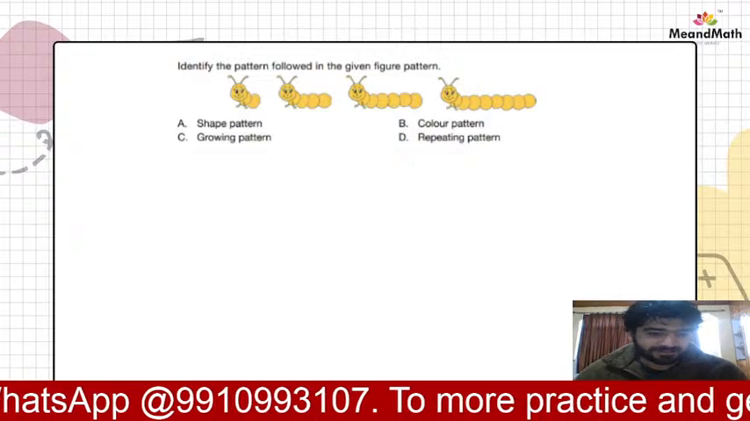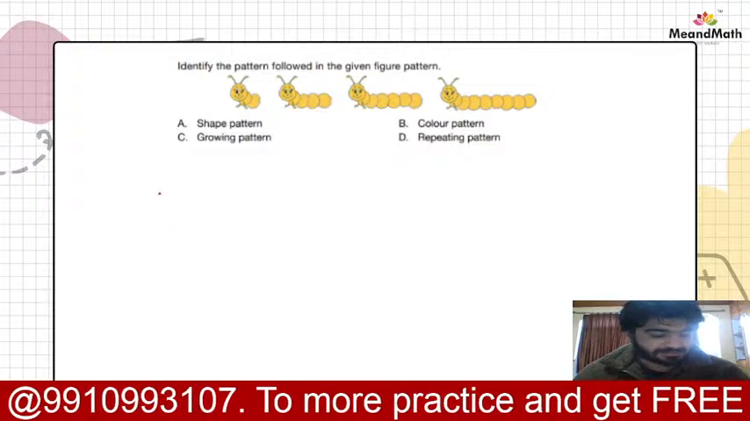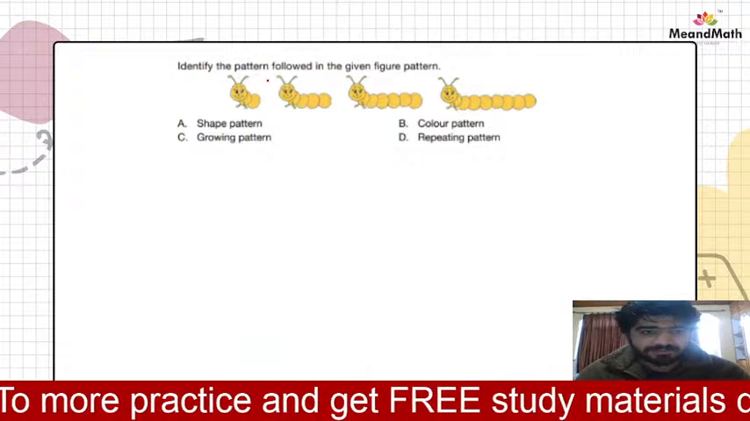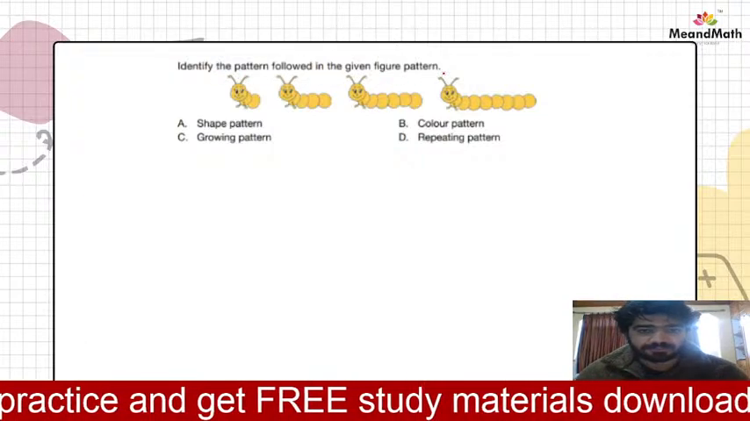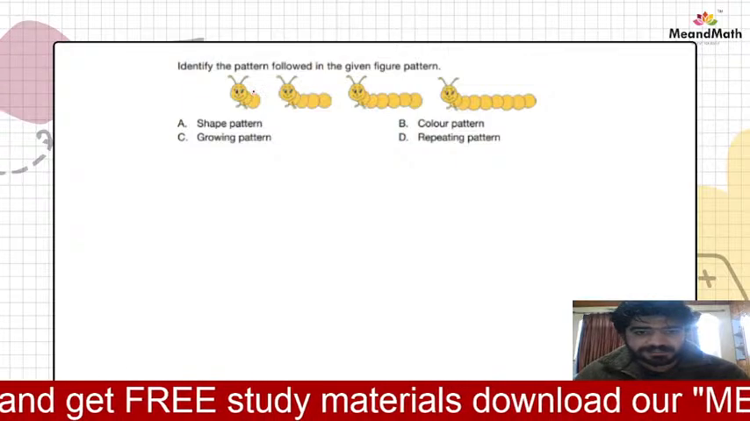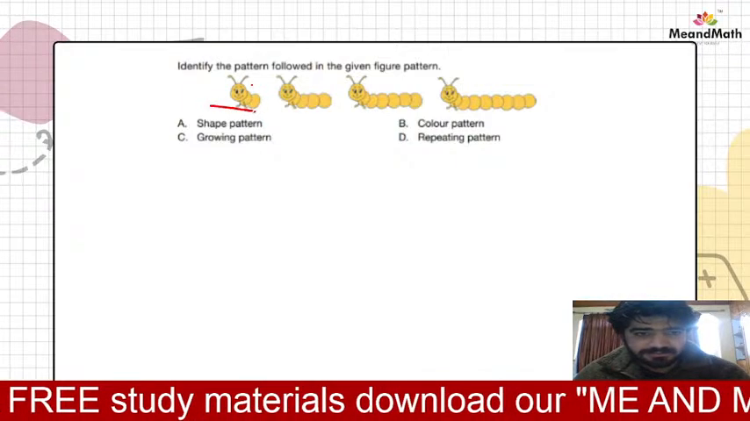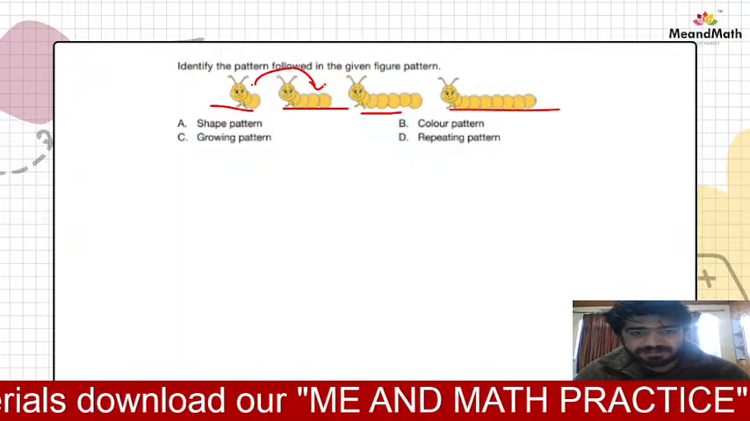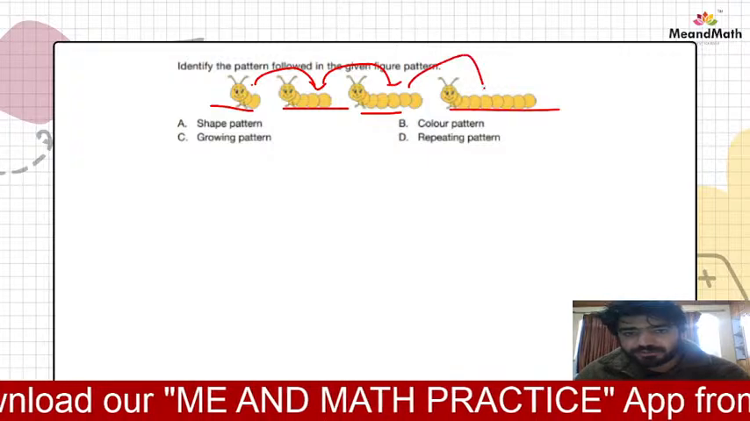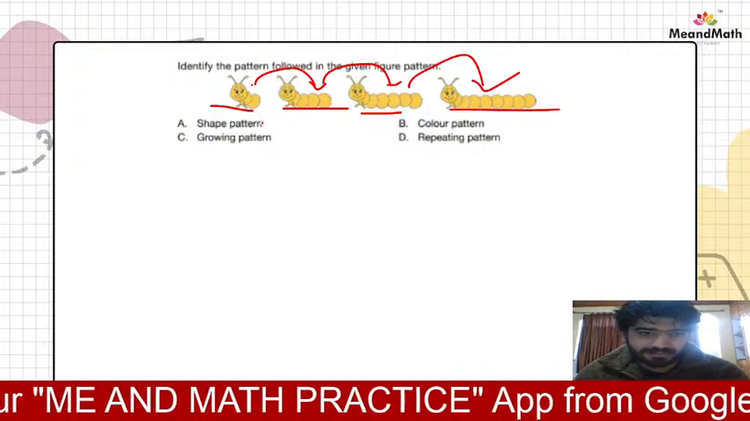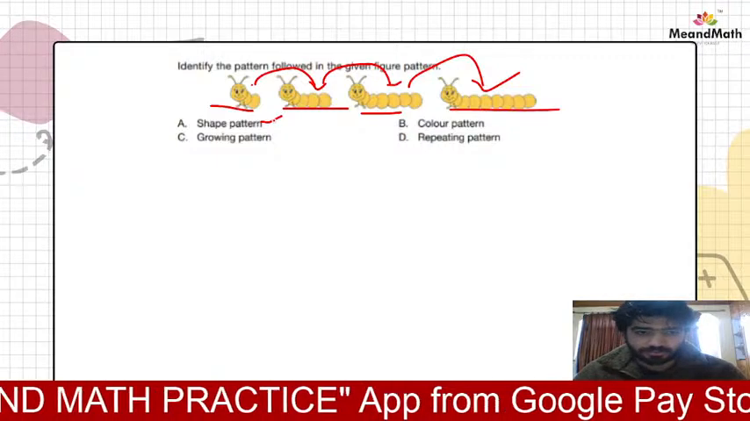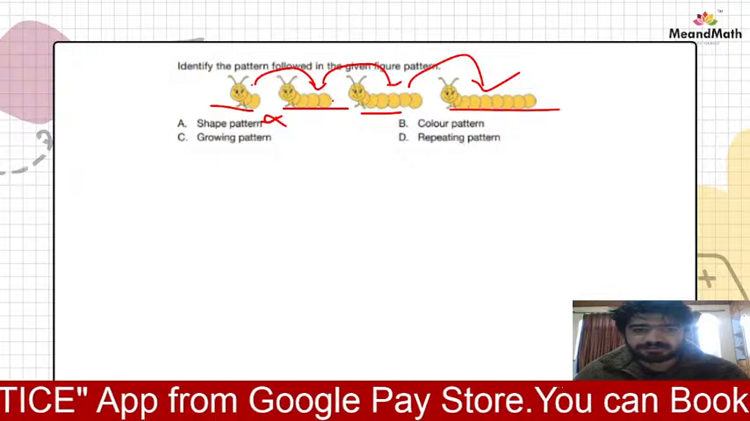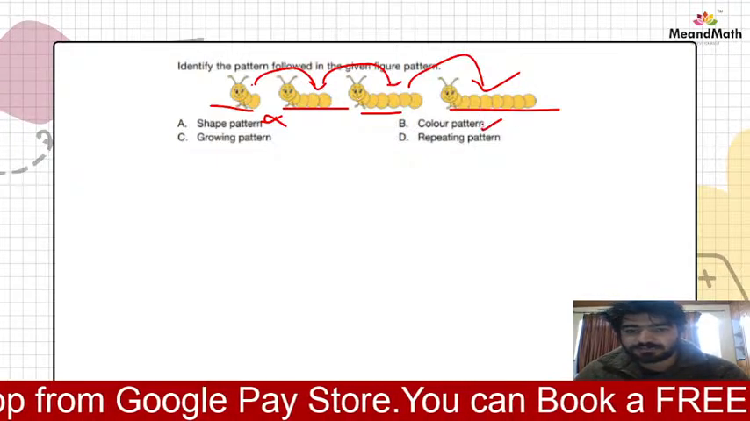Okay, so let's check if Krish's answer is right. The question was to identify the pattern followed in the given figure. So what is happening there? See, the insect is growing. In every next picture, the body of the insect is growing. So is there a shape pattern? No. Is there a color pattern? Every next insect is of the same color, so no.